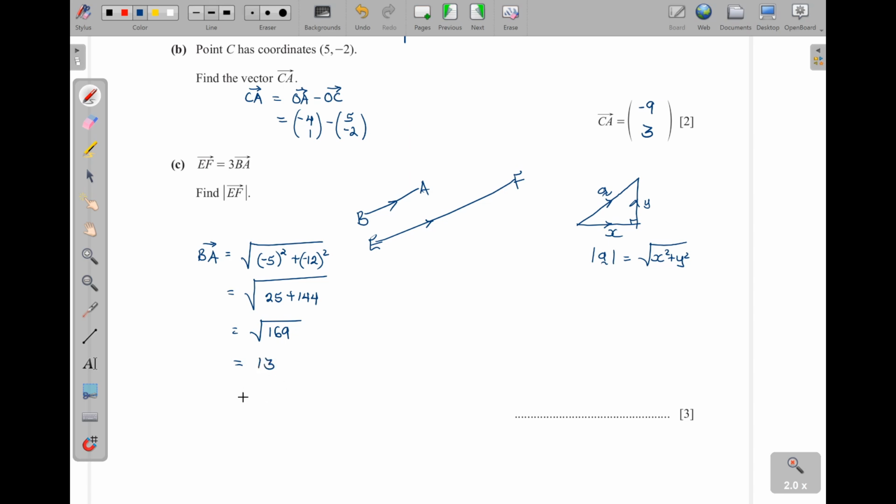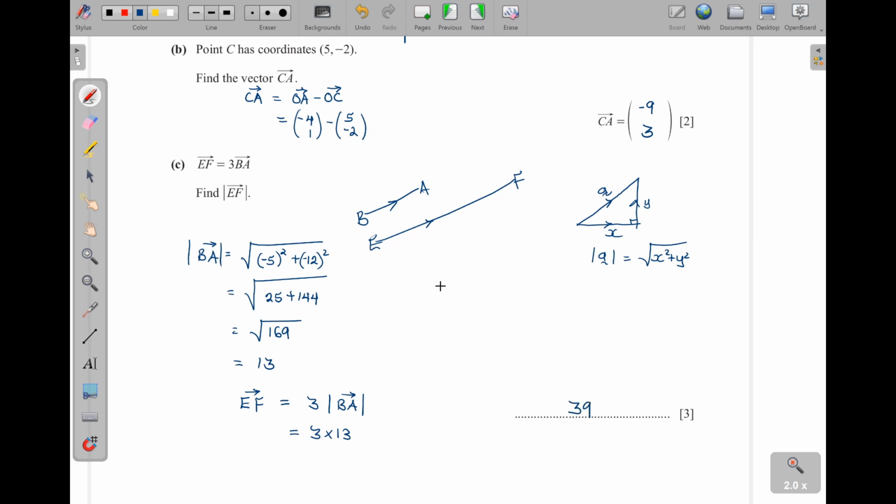So meaning EF here, by that I'm finding the length of this one. So EF here then is going to be equal to 3 times the length of BA. So this will be 3 times 13, which will give us 39.